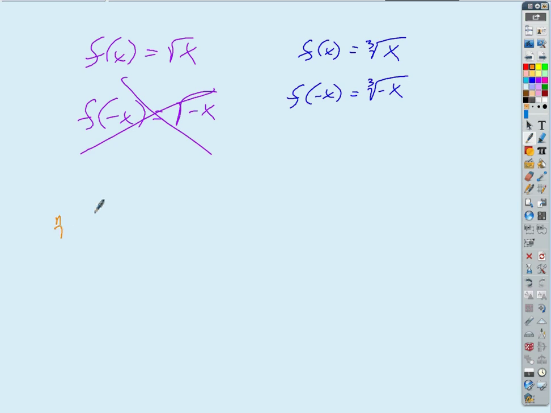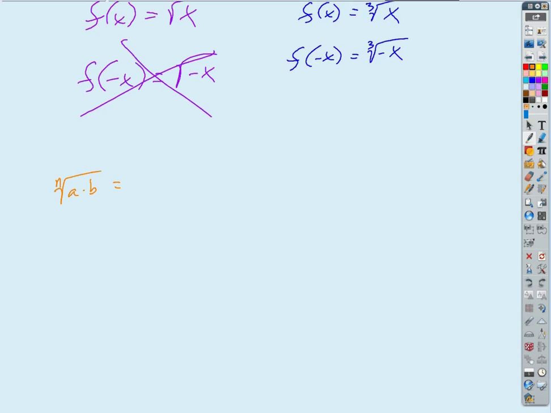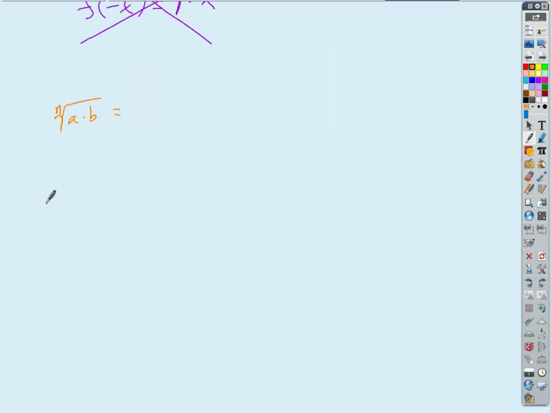If I have the nth root of a times b, where n could be, if it's 2, a square root, if it's 3, a cube root, if it's 4, a fourth root, etc. What can I do with that? Any ideas? Simplify. So how can I rewrite that? There's a property here. You've done stuff like this without knowing it. If I had the square root of 2x, how could I rewrite that? Square root of 2 times the root of x. I could do that, right? I could split it into separate roots.